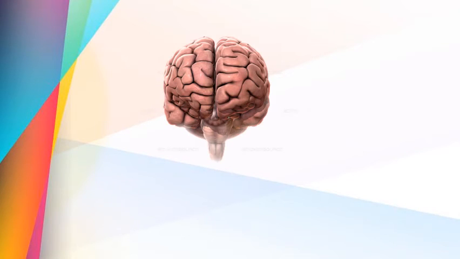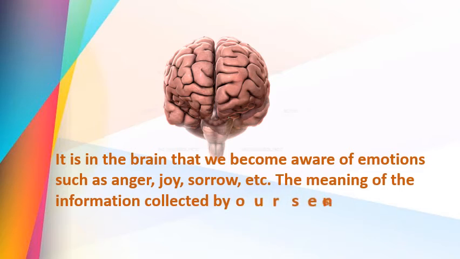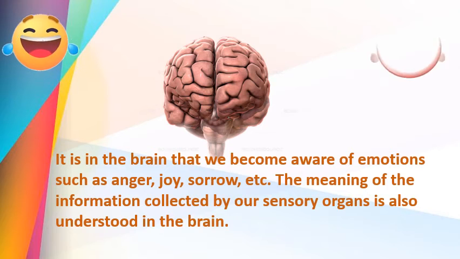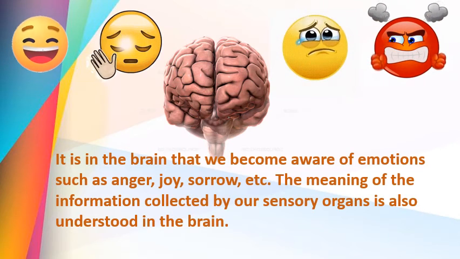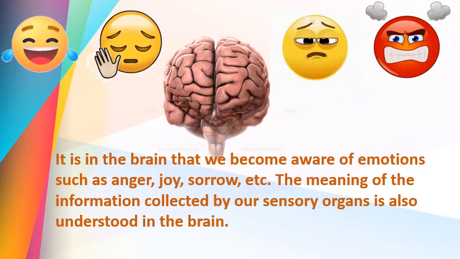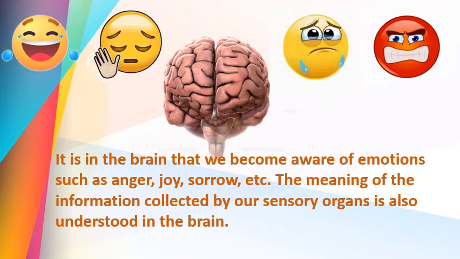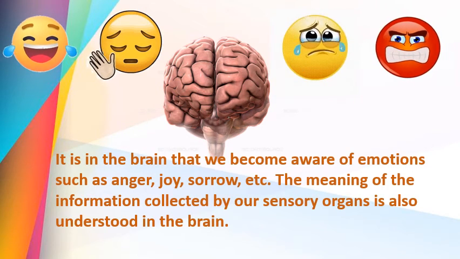Yes, it is our brain, and you know that the brain is a very important organ, isn't it? It is in the brain that we become aware of emotions such as joy, anger, sorrow, and depression, right? The meaning of the information collected by our sensory organs is also understood in the brain. Means the brain is the whole and soul of our body. Got this, students?